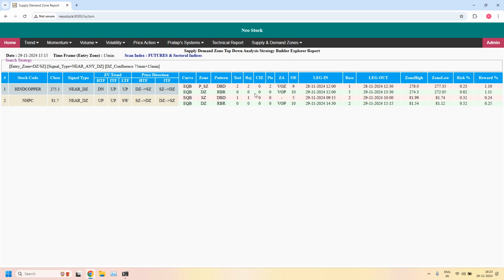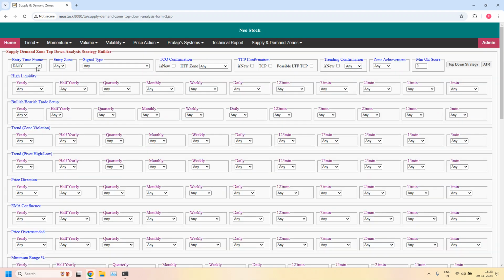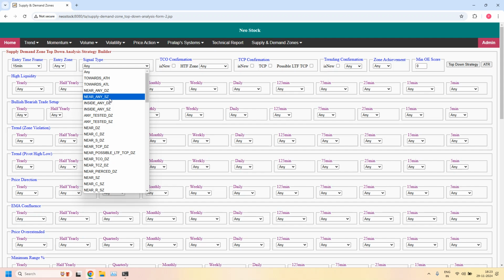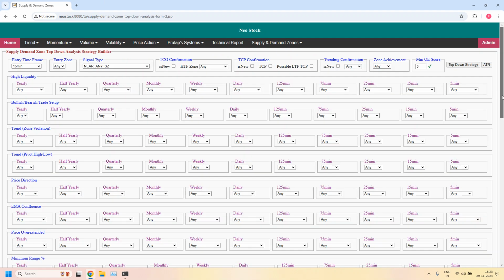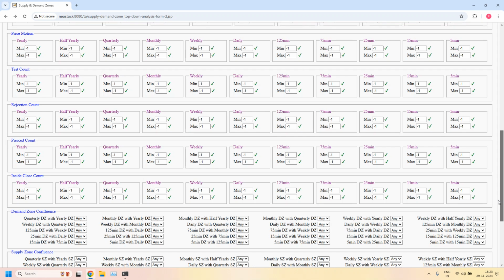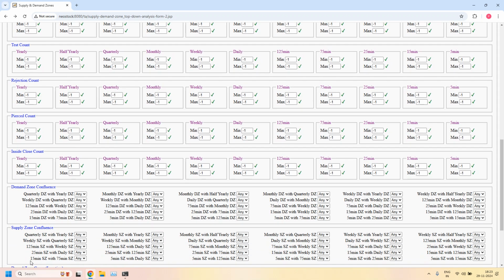Okay, next 15 minutes time frame. Stocks near 15 minutes supply zone. We got 13 stocks. Out of these 13, how many are having ITF supply zone confluence? That is a 15 minute supply zone with 75 minute supply zone confluence. I'm enabling this filter.